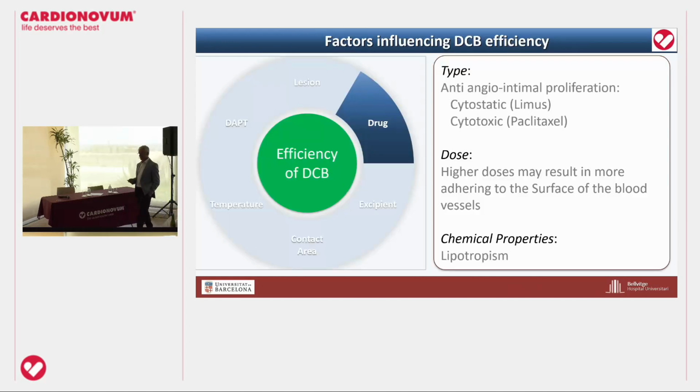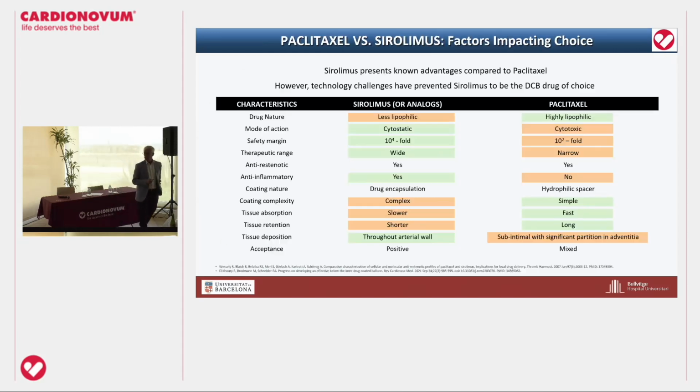At this point, the important property is lipophilicity. The more lipophilic the drug, the more penetration into the vessel wall. The maximum lipophilicity is that of paclitaxel. So if you build a drug-coated balloon with sirolimus or another limus, you need a technology that can compensate for the drug's lower lipophilicity. So what about the differences between the drugs?